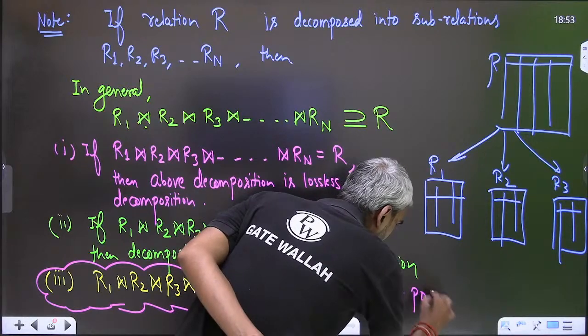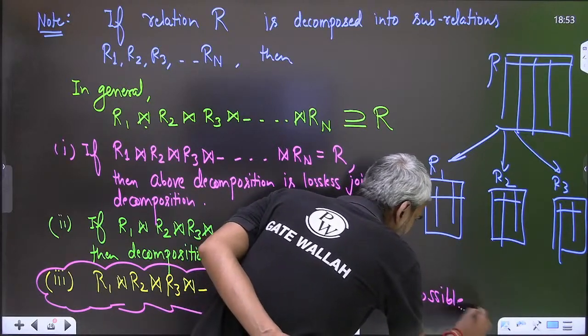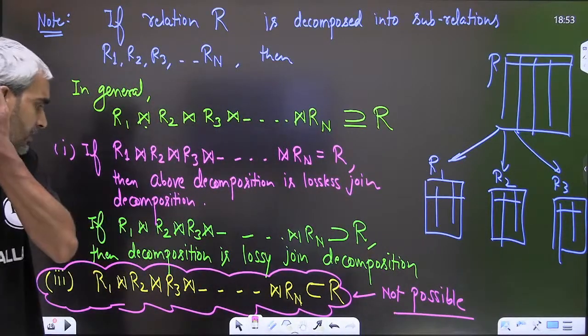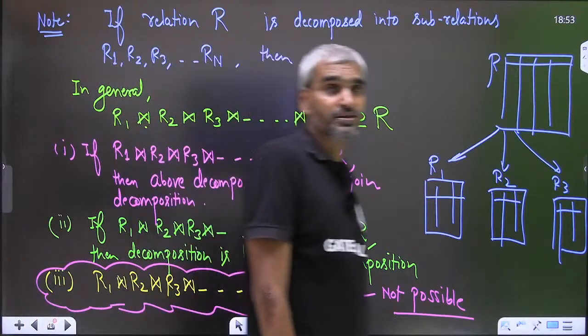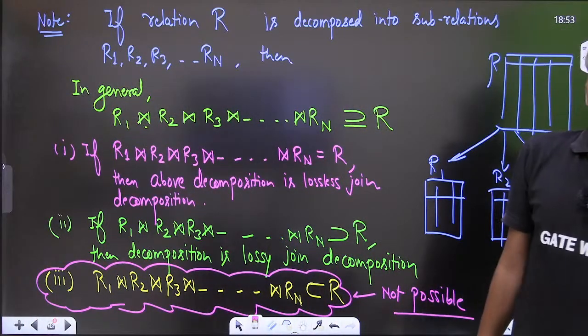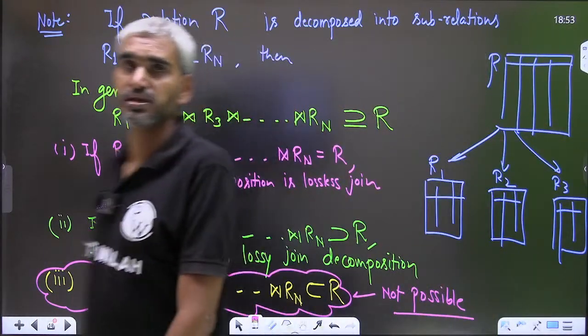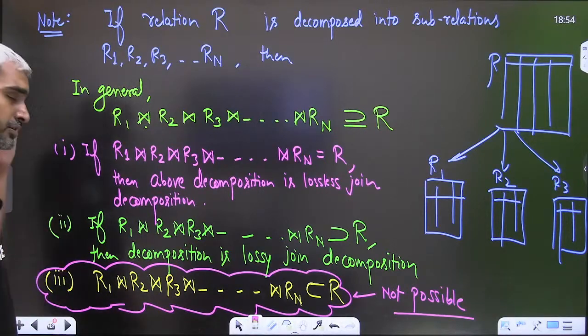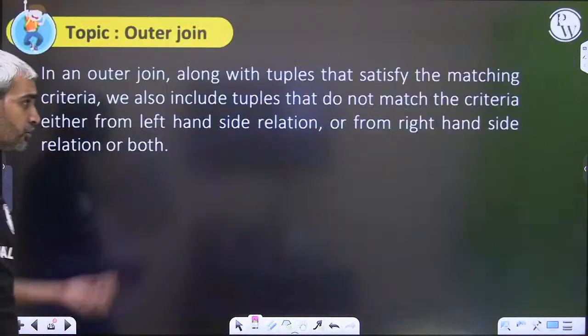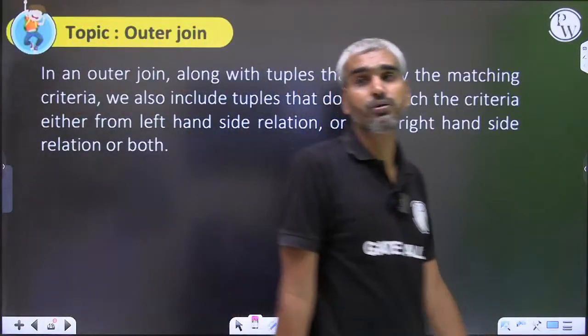It will never happen that if you join the subrelations you get a proper subset of R. That's not going to happen. Clear? Anyway, so we have understood everything related to inner join. Now let's move to the concept of outer join.